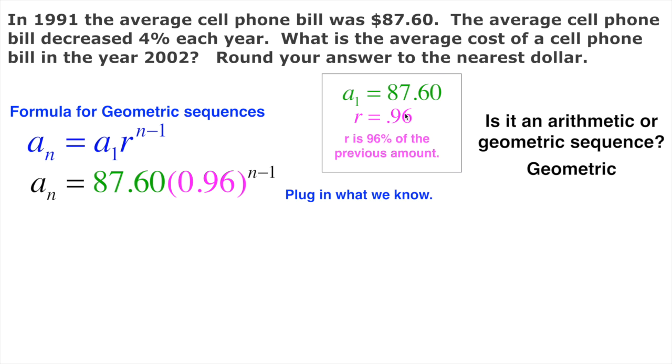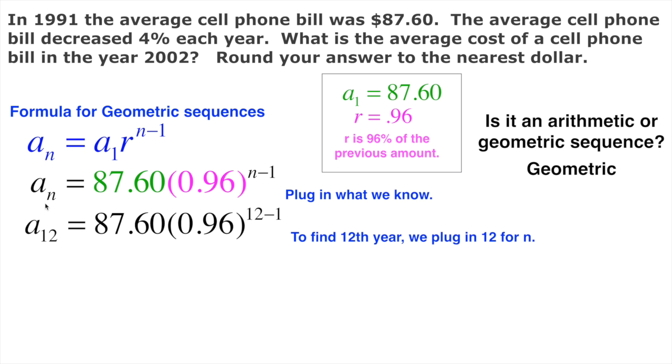Now we need to plug in the cost in the year 2002, so we need to plug in something for n. If 1991 was the first one, 2002 would be the 12th one. If you count it up, 91 would be the first, 92 would be the second, 93 would be the third, 1994 would be the fourth, and you keep going like that. 2002 would be your 12th. So now we're going to plug in 12 for this n and this n up here.